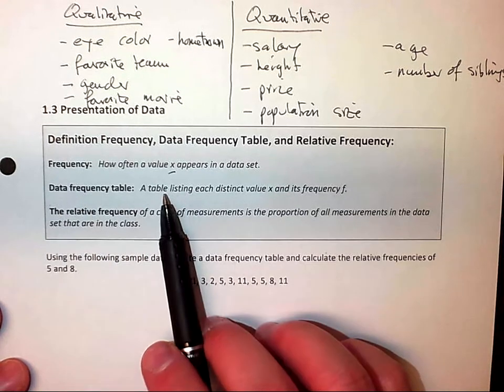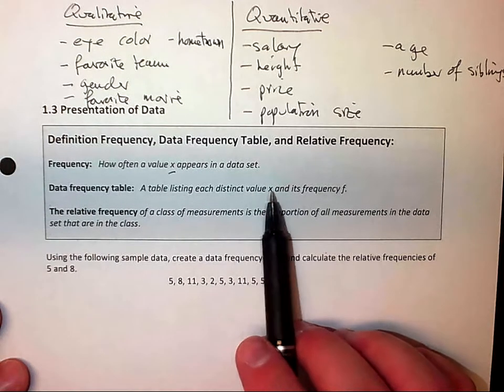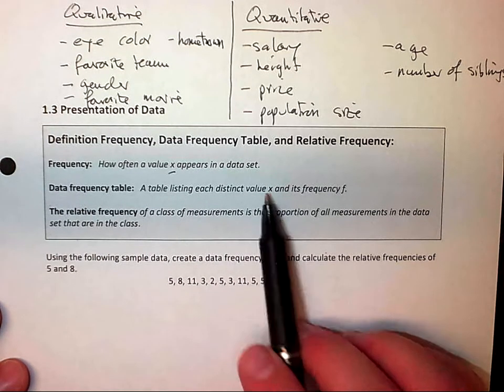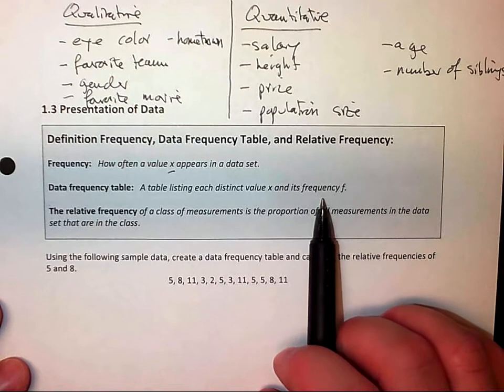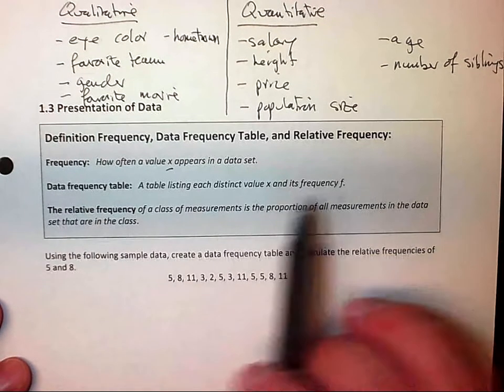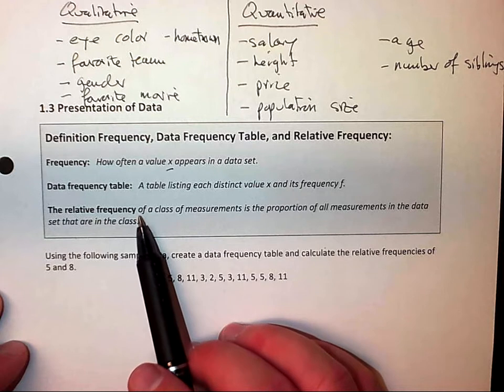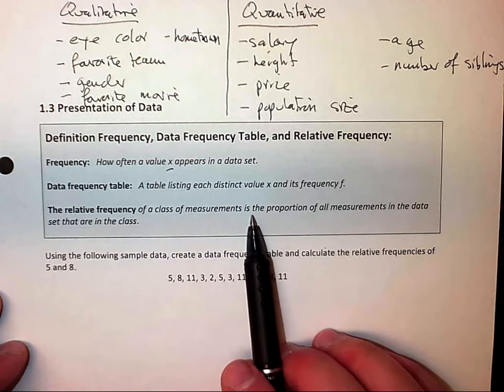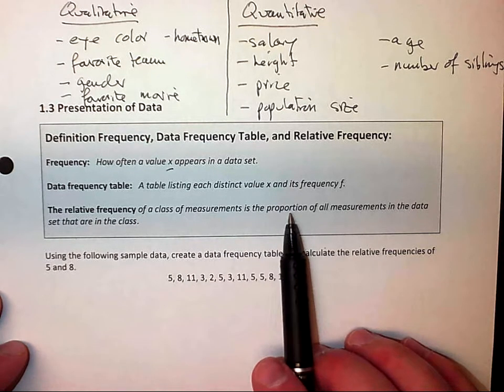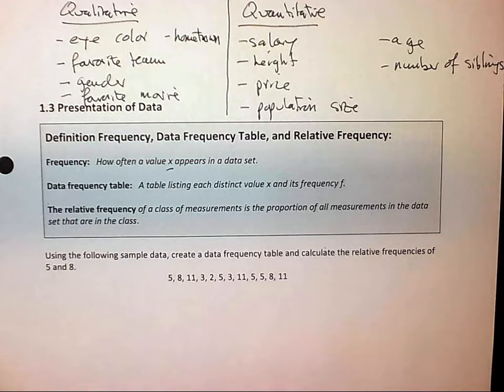Then your data frequency table is a table listing each distinct value of x and also the frequency with which it happens, which is f. And then a relative frequency table is slightly different than that. It just asks of a class of measurements, we're looking at the proportion of all measurements that are contained in that class.